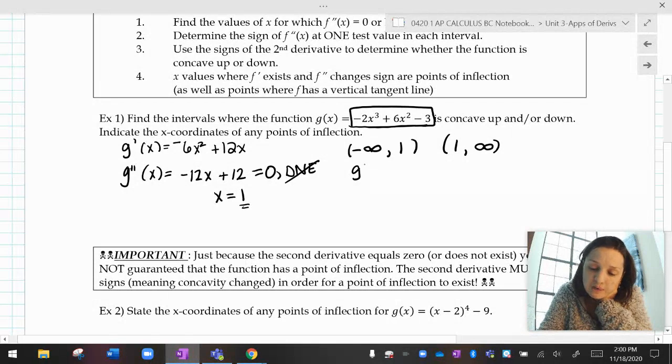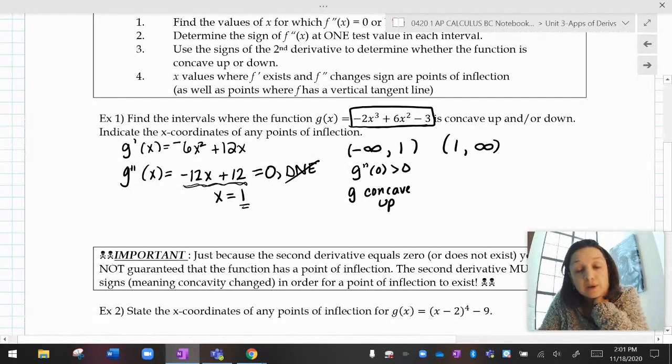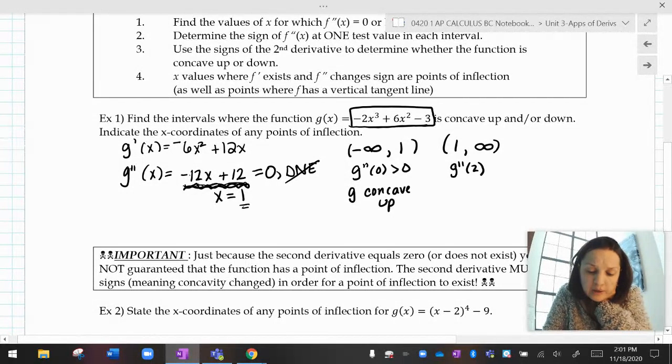In between negative infinity and 1, I have 0. So let's find the second derivative at 0. Here's my second derivative. If I plug 0 in for x, I get 0 plus 12, which is positive, which means g is concave up on the interval from negative infinity to 1. From 1 to infinity, let's use the number 2, g double prime of 2. Negative 12 times 2 is negative 24, plus 12 is definitely negative. g double prime of 2 is negative, which means g is concave down.